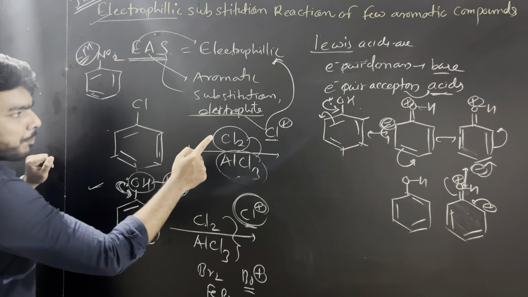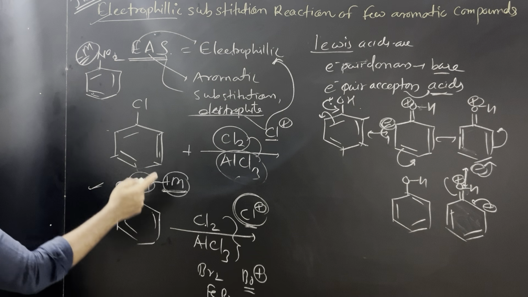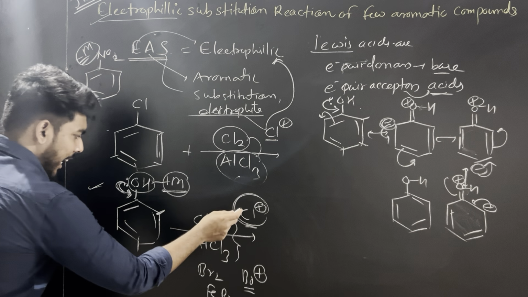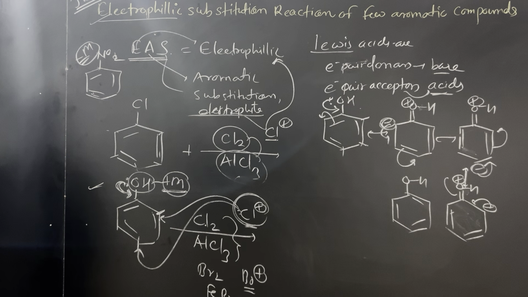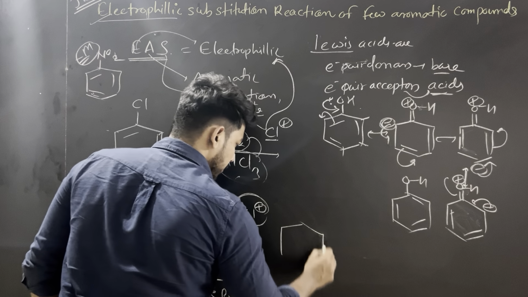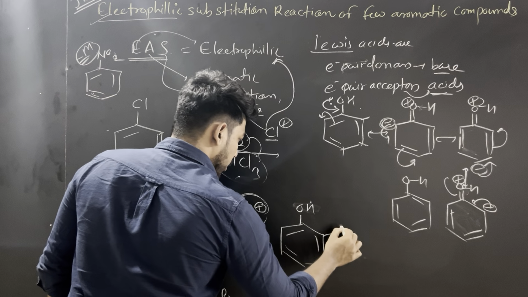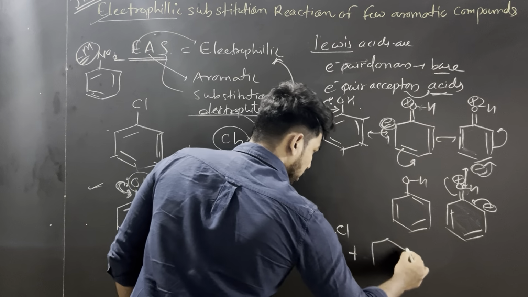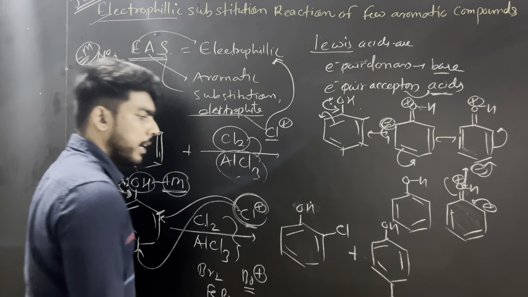By drawing resonance structures, we have just studied that only the ortho and para positions are electron rich. That's why this Cl can attack either the ortho or the para position. So I'll get two products. The first product is something like this: OH with Cl in the ortho position. The second product is OH with Cl on the para position.